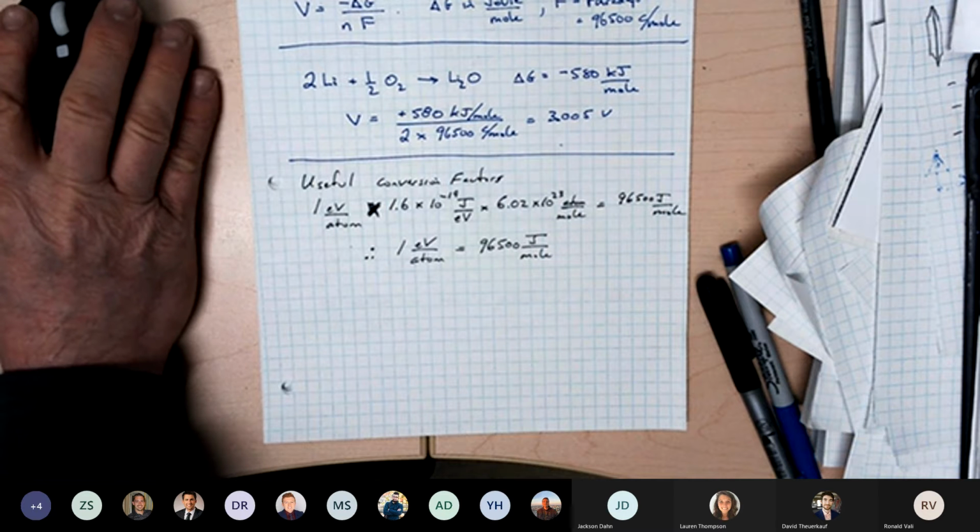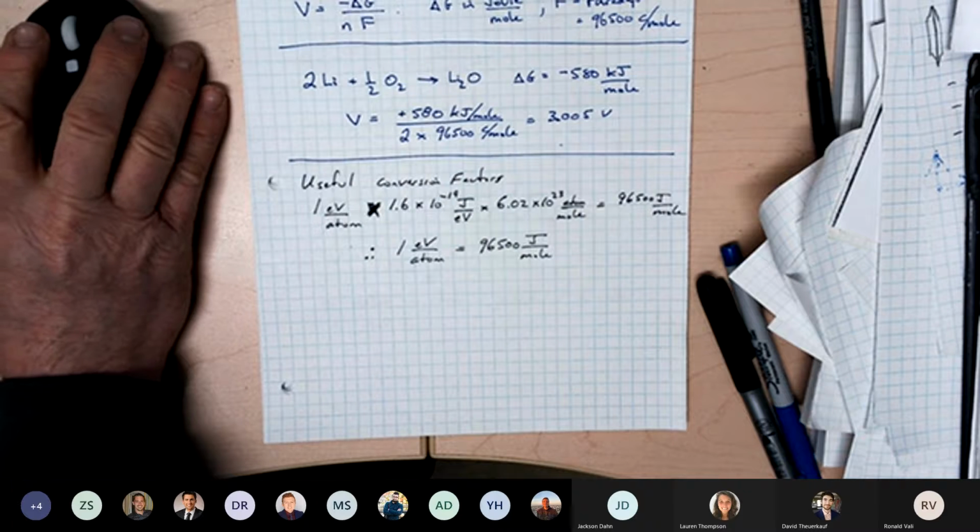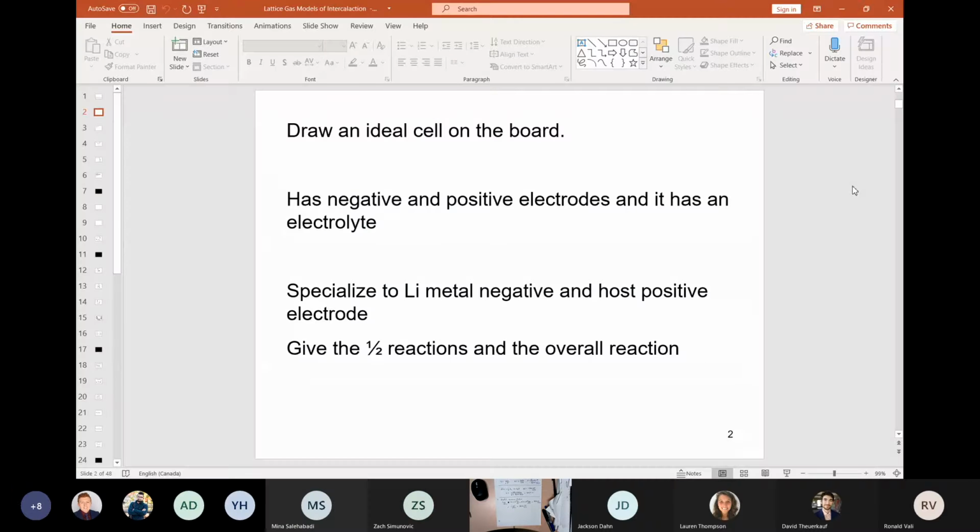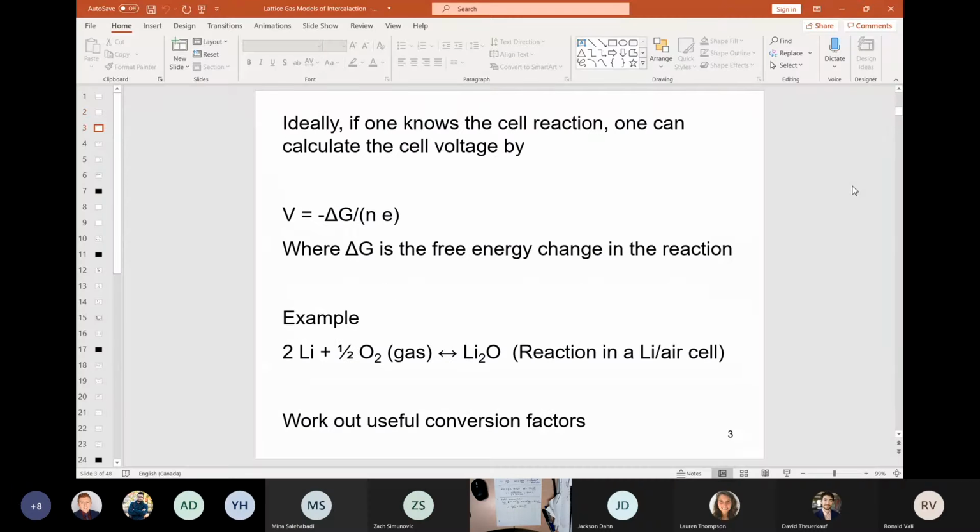So I'm going to go back to my PowerPoint for a second. Stop me and ask me questions if you want. Okay, so I was supposed to tell you how to calculate cell voltage. I was supposed to use the lithium oxygen cell as an example, and I was supposed to work out useful conversion factors. So I did that.